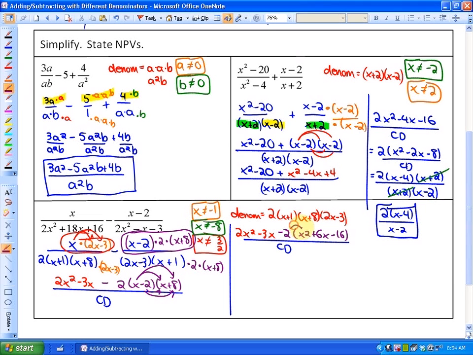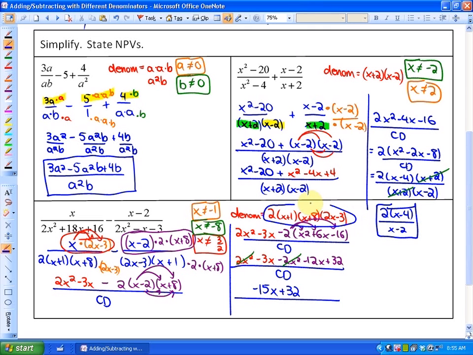Last thing to do is to expand or distribute that -2. So our numerator is going to be 2x squared minus 3x, and then as I expand it, it'll be minus 2x squared minus 12x plus 32, all over our common denominator. As I collect like terms in my numerator, the 2x squareds cancel out, so I'm left with a total of negative 15x plus 32 in my numerator. And that numerator cannot be factored. So you'll notice that there are no common factors in my numerator and my denominator. So it's all over my common denominator, which is this right here.